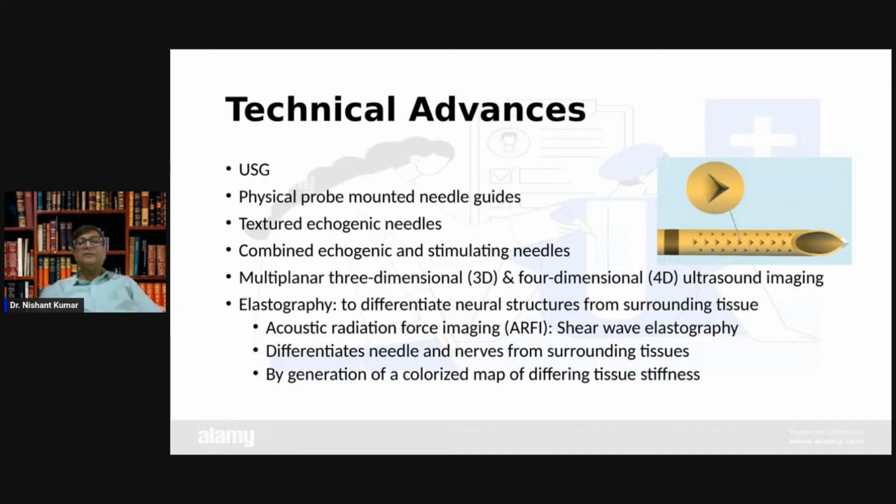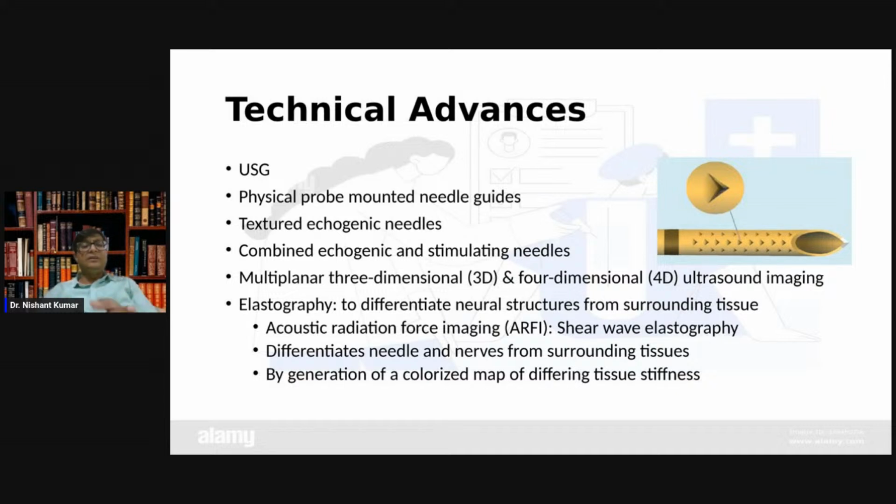And for that, we have textured echogenic needles, as you can see. Then we have the combined echogenic and stimulating needles. As I said, it was initially thought that ultrasound is the gold standard. Then we said no, we might still be intraneural. We don't know. The tip may not be clear, so we should combine both techniques. But then the incidence is more or less the same. The nerve injury is almost the same.